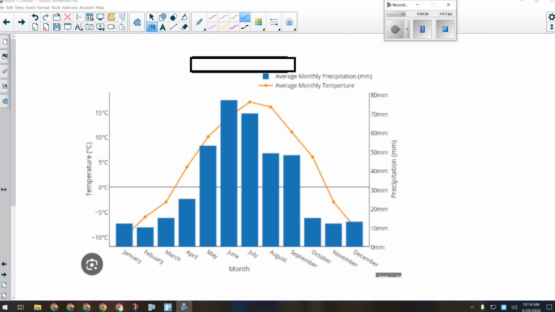If you were going to describe the temperature of this place, how would you describe it? Is it constant or fluctuating? It fluctuates. Is there a pattern to that fluctuation?